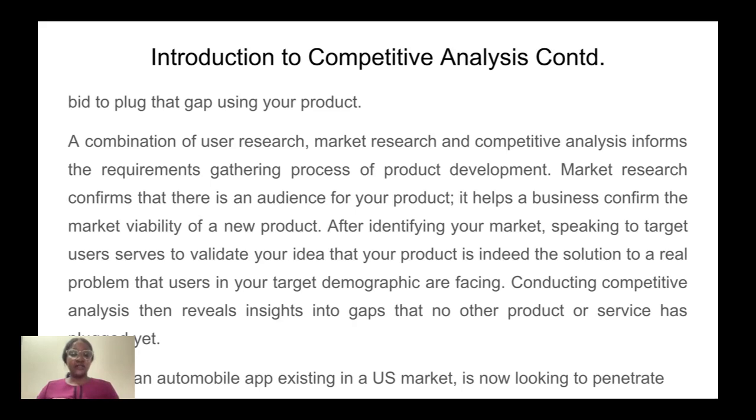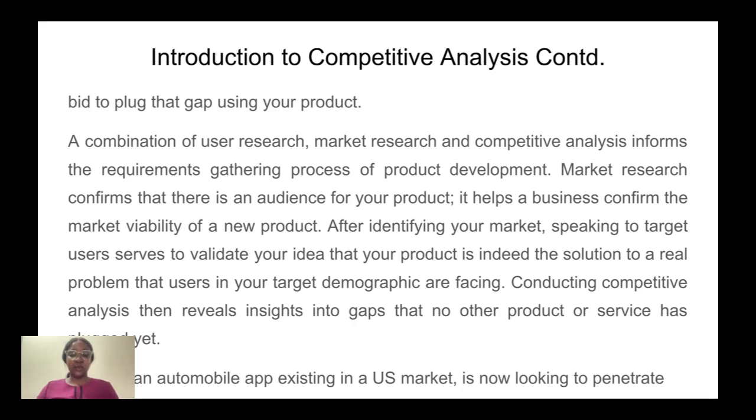A combination of user research, market research, and competitive analysis informs the requirements gathering process of product development. Market research confirms that there is an audience for your product, which, first and foremost, ensures that your product is being launched into a viable market. It helps a business confirm the market viability of a new product.